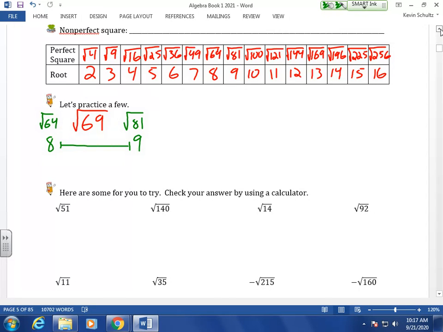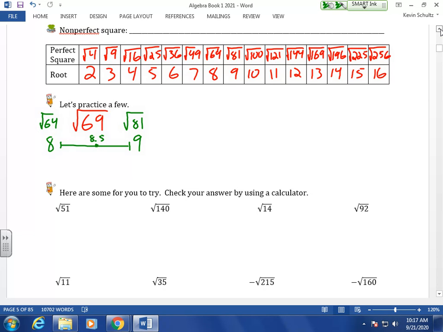So if we think of, in the middle here, here's 8.5. Which side of 8.5 is the root 69 going to be on? The 8 side or the 9 side, Peter? The 8 side.